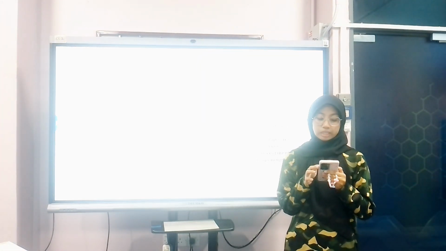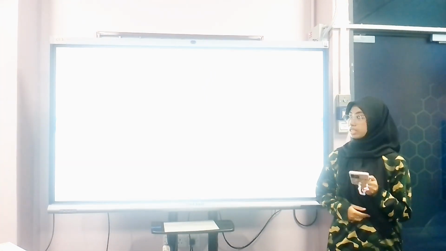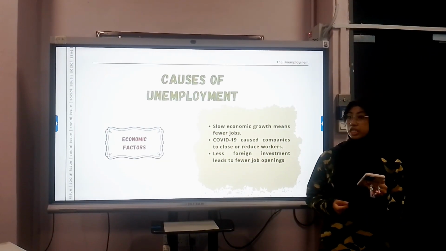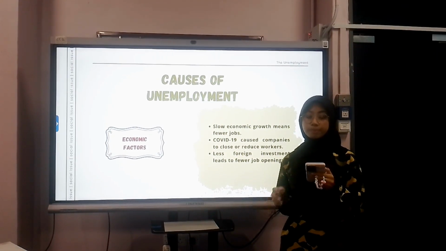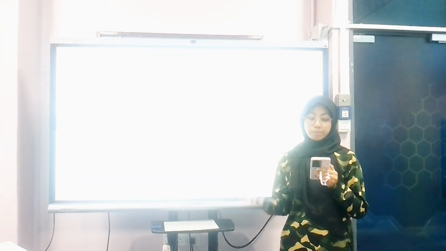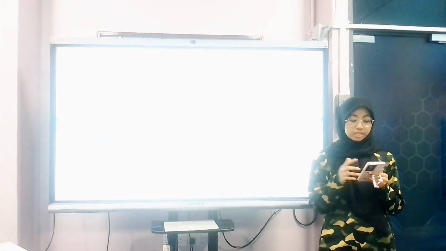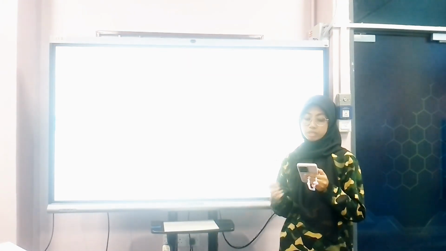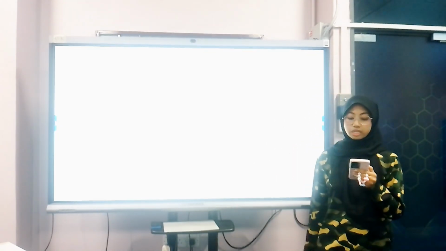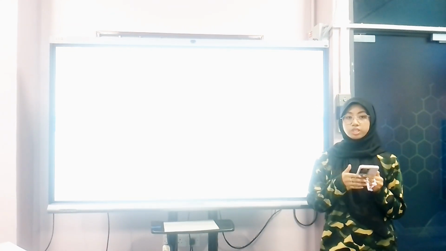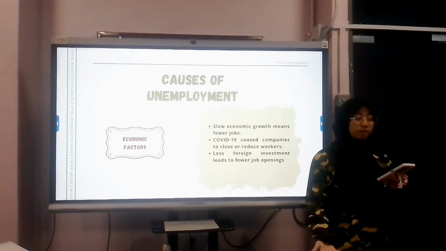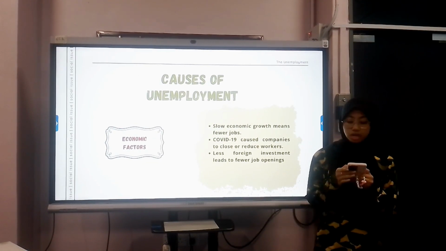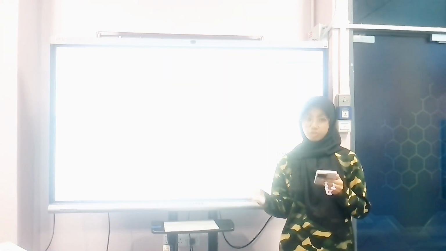So we can see, for example, during the COVID-19 pandemic, there were so many people who lost their jobs because businesses closed or had fewer customers. Besides that, when foreign investment decreased, there are fewer new projects and fewer job openings. So a weak global economy can also affect Malaysia since our export depends on international trade.